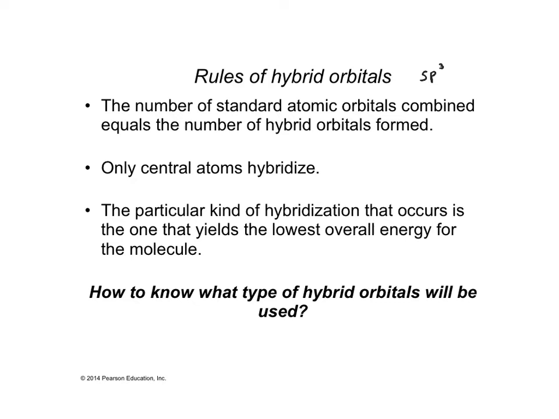So for sp3 hybridization, we utilized one s orbital and three p orbitals, right? So overall, we had four orbitals that we brought in, and we had to get four hybrid orbitals out, right? And that's the case in terms of sp3 hybridization. There are four separate sp3 hybrid orbitals that come out of there.